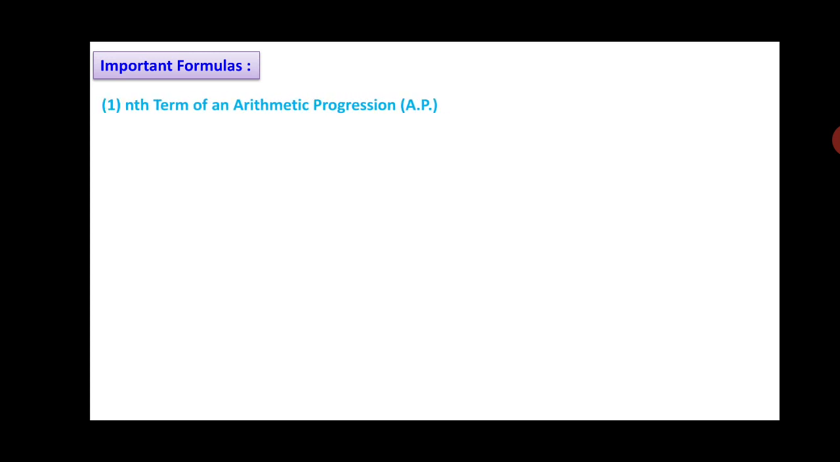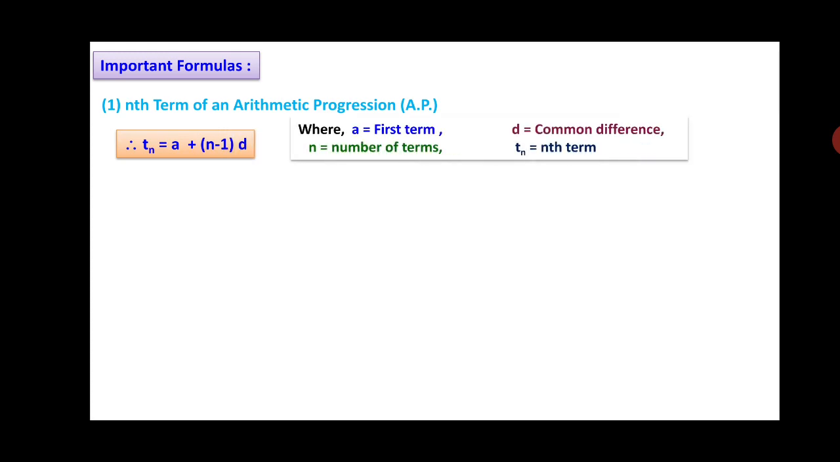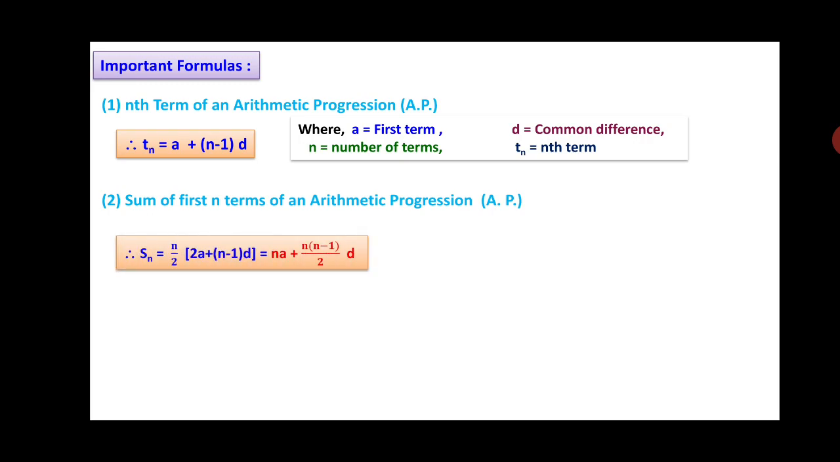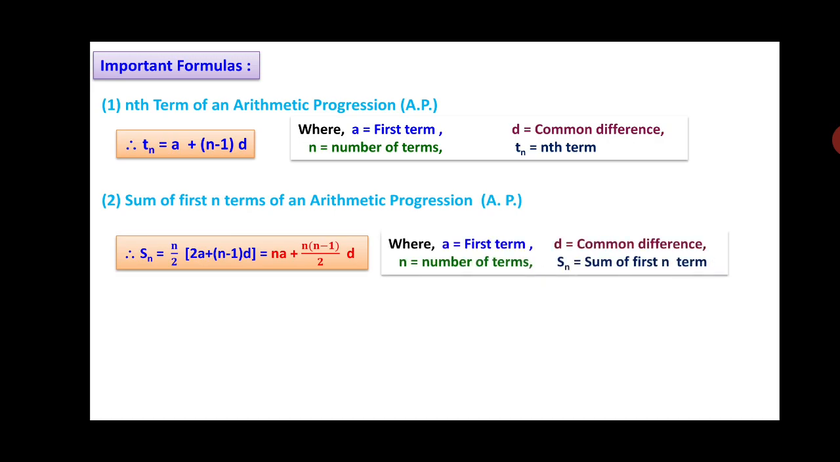The nth term of an arithmetic progression is given by Tn is equal to a plus (n minus 1) into d, where a is the first term, d is the common difference, n is the number of terms, and Tn is the nth term. Second, the sum of the first n terms of an AP, that is Sn, is equal to n by 2 into (2a plus (n minus 1) into d), or you can say that Sn is equal to na plus n into (n minus 1) upon 2 into d, where a is the first term, d is the common difference, n is the number of terms, and Sn is the sum of n terms.